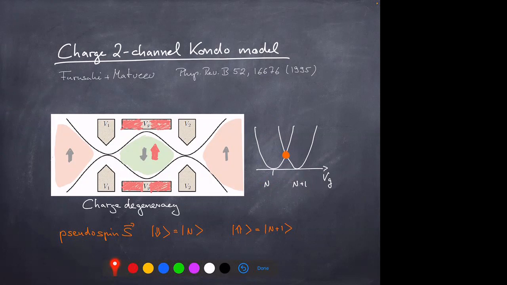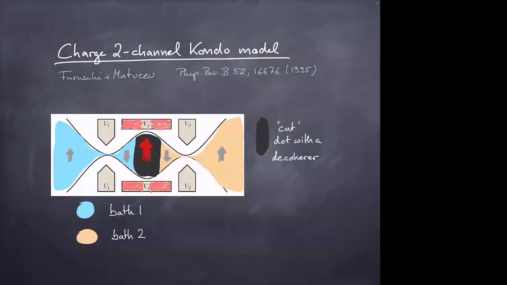Okay, and now, this is an important point. We have to somehow cut the dot, and the reason is we want to be able to separate left from right. The way this is achieved in the experiment is they put a massive decoherer on top of the quantum dot, which essentially means that the electrons on the left and the right forget about each other.